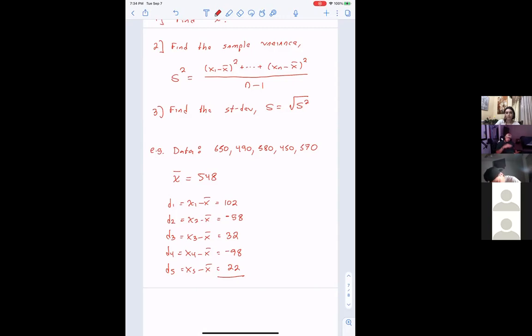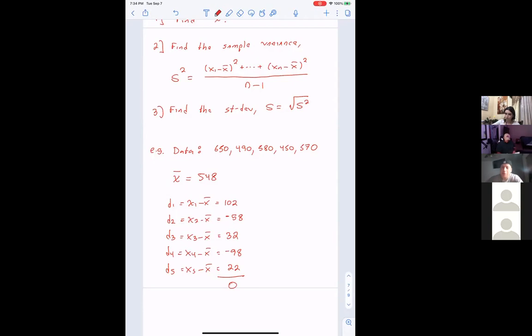0. Thank you. You get 0. Deviations always add to 0, which means adding them and dividing by n minus 1 does nothing because we will always get 0. Why do we get 0? Because some of them are positive, some of them are negative, and we have cancellation.